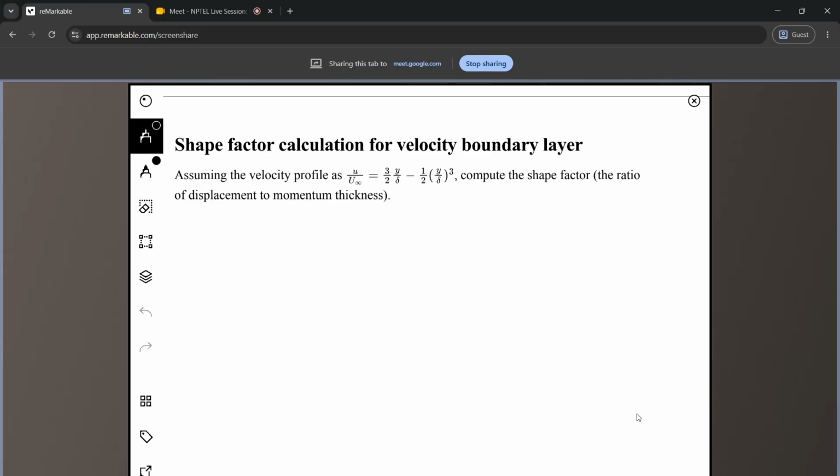This is a simple problem where I'm assuming the velocity profile of this particular form. u by u infinity is 3 by 2 times y by delta minus half y by delta cube. Compute the shape factor, where shape factor is defined as the ratio of displacement to momentum thickness. Wait for a couple of minutes, we can solve this.